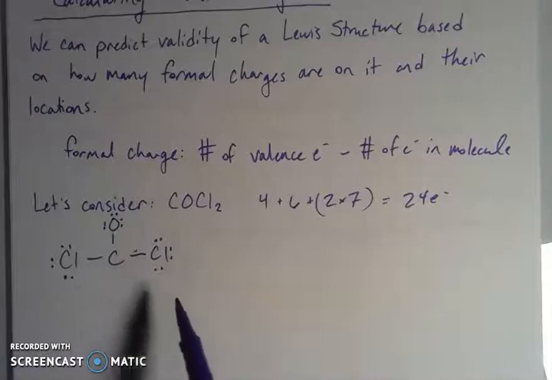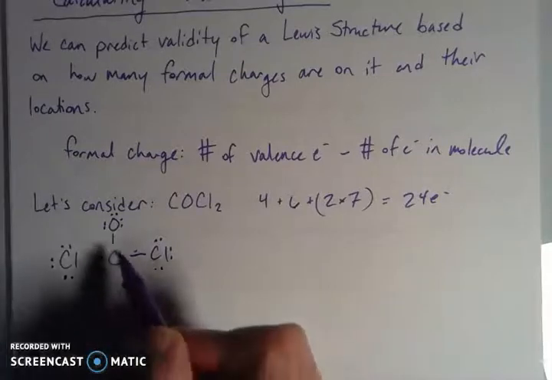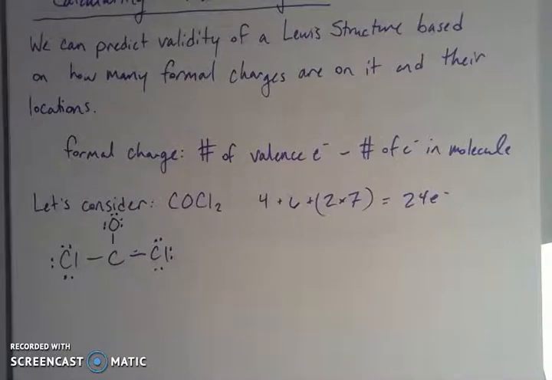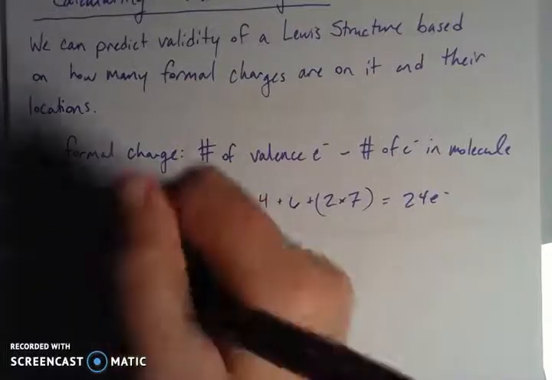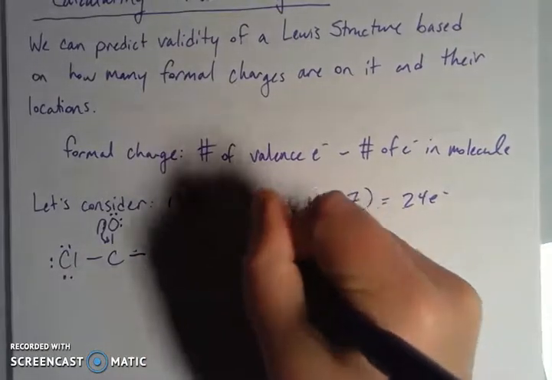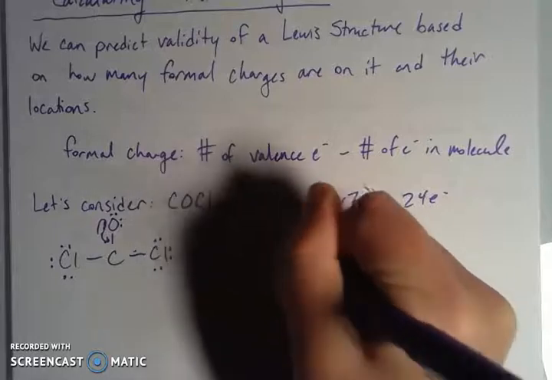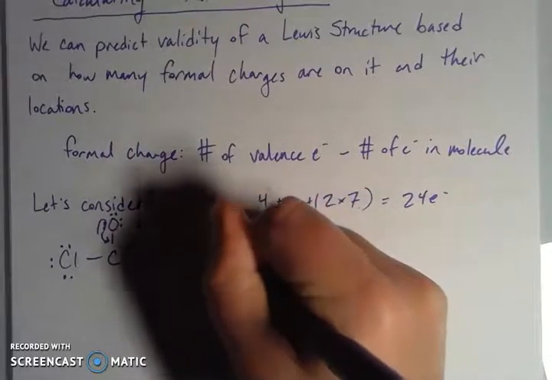It's problematic because my carbon doesn't have a full valence. It has only 6 electrons there, and we want to have a full octet. So we could share a pair here, and that would give me a structure that looks like this, with a double bonded oxygen attached to a chlorine on each side.